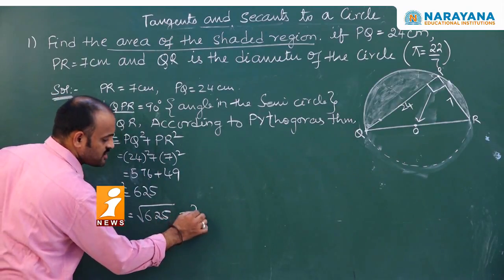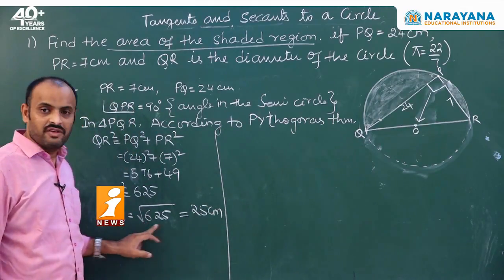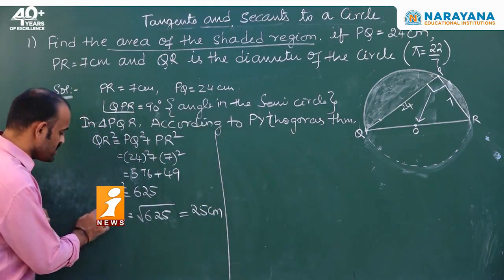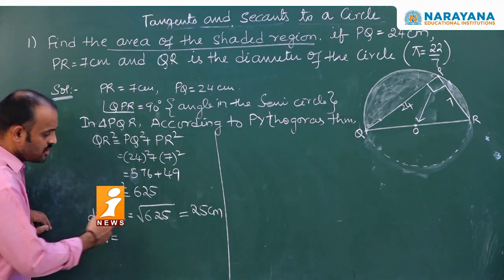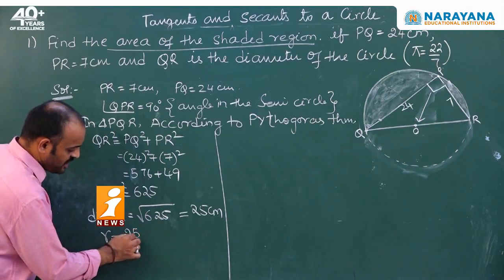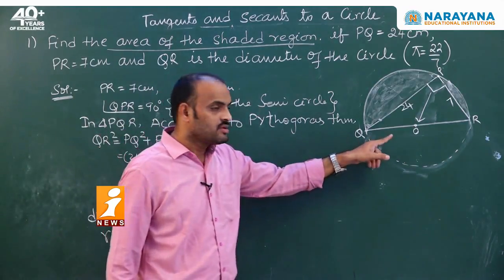Root 625 means 25 centimeters. Square root of 625 is 25 centimeters, which is the diameter. If you want to find the radius, radius is nothing but half of the diameter, 25 by 2 centimeters. I got the radius now.